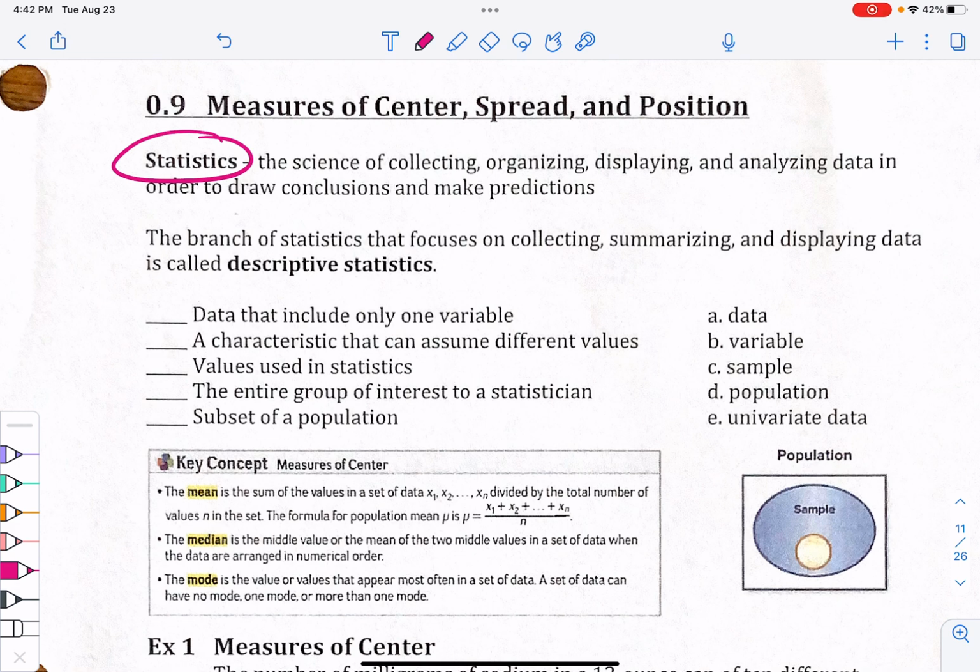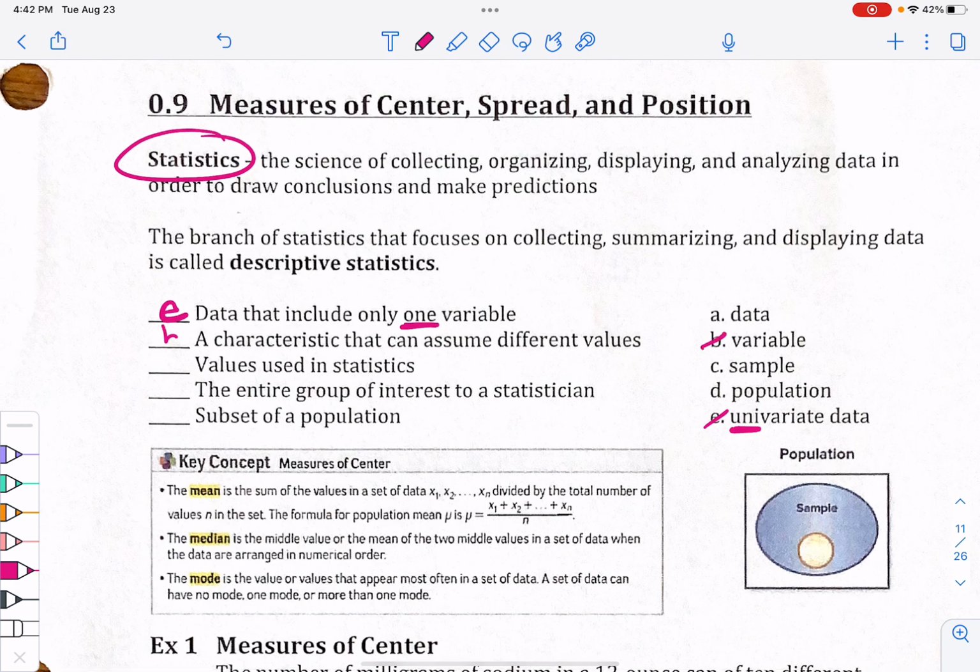We have some vocabulary words, and there's 5 of them that we have to match up. So the first one says data that include only one variable. And down here I see univariate, and uni means 1. So E is going to go in that spot. Data that includes only one variable. So I'm only collecting values on people's height. That's only one piece of information, okay? The next one is a characteristic that can assume different values. That is a variable, right? Like X and Y and Z are all variables, and we can plug different things in for them. They can assume different values, okay?